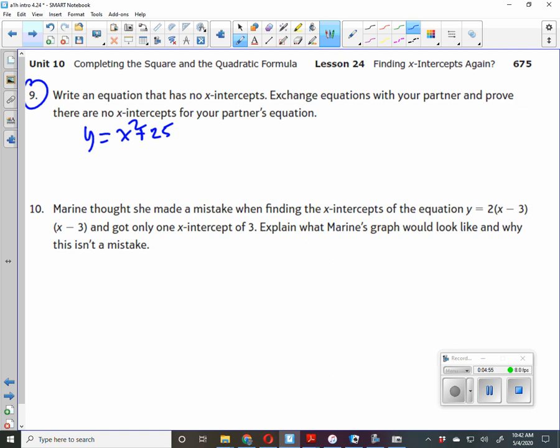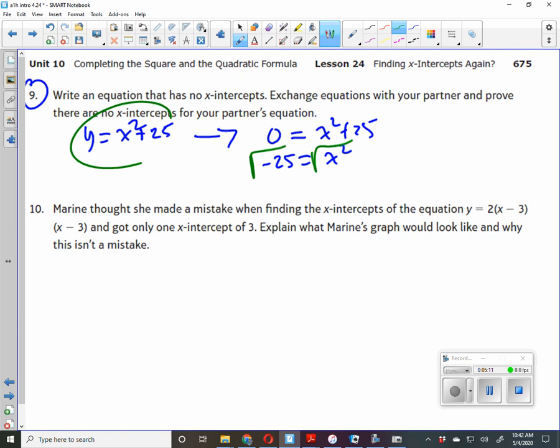If y goes to 0, x squared plus 25 equals 0. We're going to subtract 25 from both sides. And now if we take the square root, we're back to where we were, right? So we know that x squared plus 25 doesn't have any real solutions.